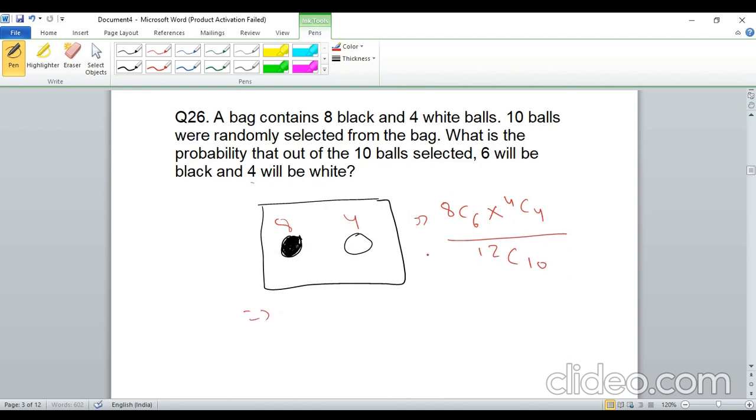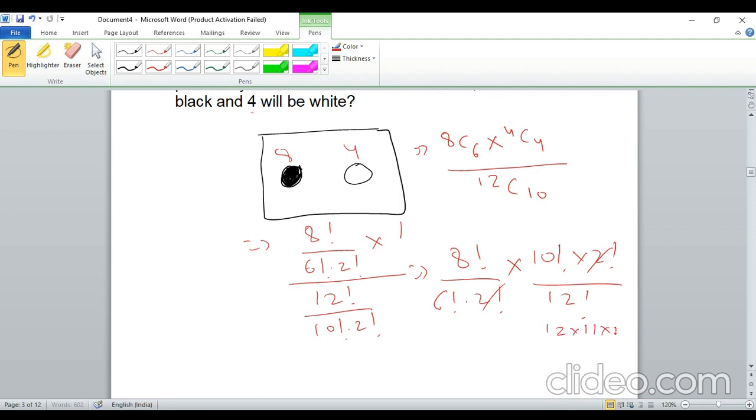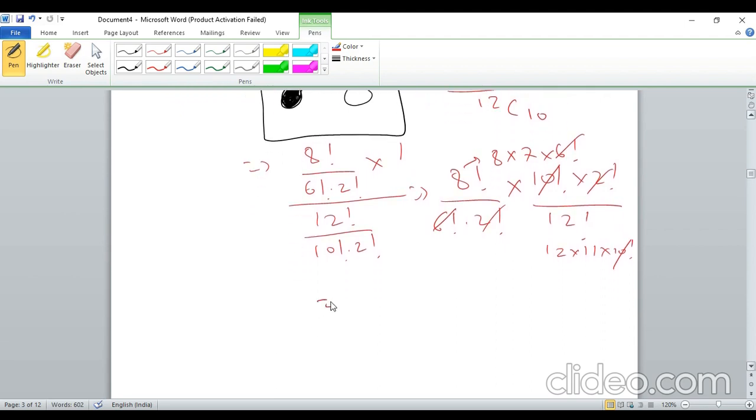Now further, you can solve this. This will be 8 factorial by 6 factorial into 2 factorial. This will be 1 simply, and this will be 12 factorial divided by 10 factorial into 2 factorial. So if we solve this, this will be 8 factorial by 6 factorial into 2 factorial, into 10 factorial into 2 factorial divided by 12 factorial. So 2 factorial will cancel out. Now 12 factorial you can write as 12 into 11 into 10 factorial, so this 10 factorial will cancel out. And 8 factorial you can write as 8 into 7 into 6 factorial, so this 6 factorial will cancel out. So then what is remaining? What is remaining is 8 into 7 divided by 12 into 11.